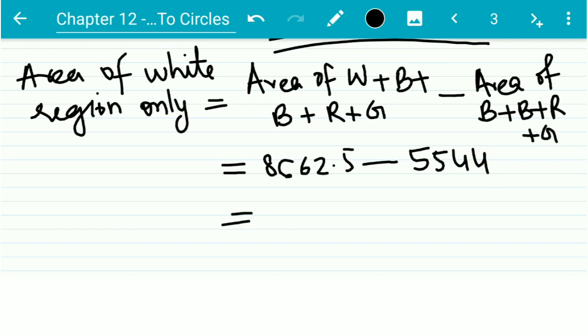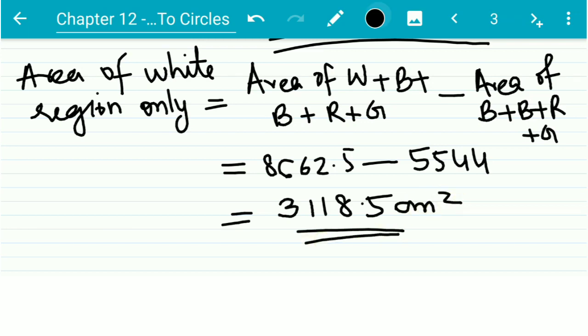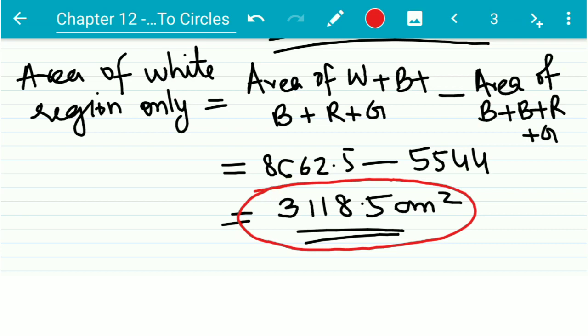8,662.5 minus 5,544 is equal to 3,118.5 centimeter square. This is the main answer. Area of the white region only.